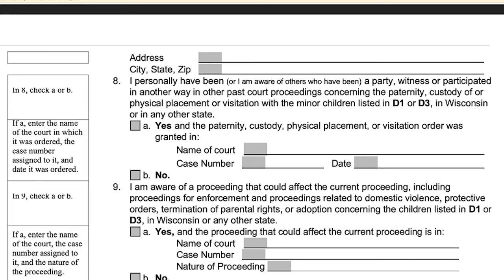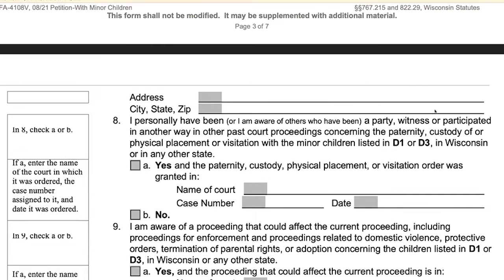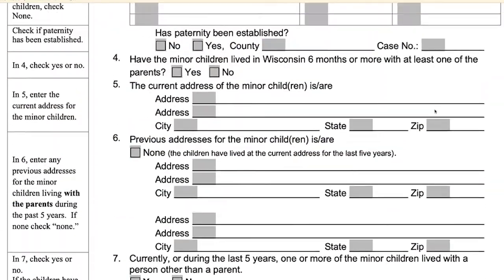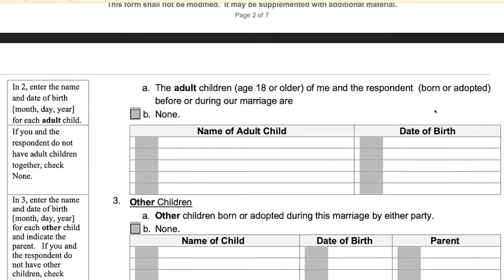So question number 8, I personally have been, or I am aware of others who have been a party, witness, or participated in another way in other past court proceedings concerning the paternity, custody of, or physical placement or visitation with the minor children listed in D1 or D3 in Wisconsin or any other state. So D1 or D3, moving back up to look at those.